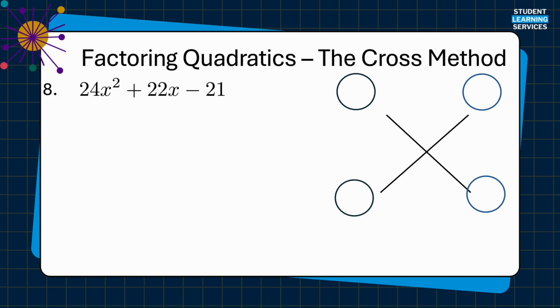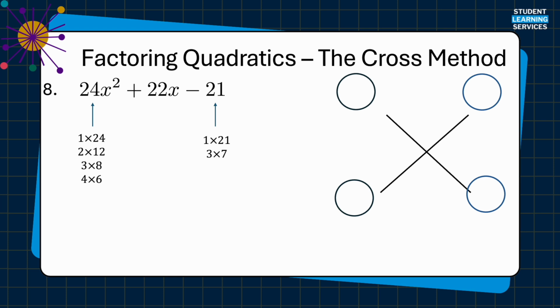Let's look at another example, 24x squared plus 22x minus 21. Pause the video and give it a try first. Here, we have a lot of factors. 24 has 1 times 24, 2 times 12, 3 times 8, and 4 times 6. 21 has 1 times 21 and 3 times 7.